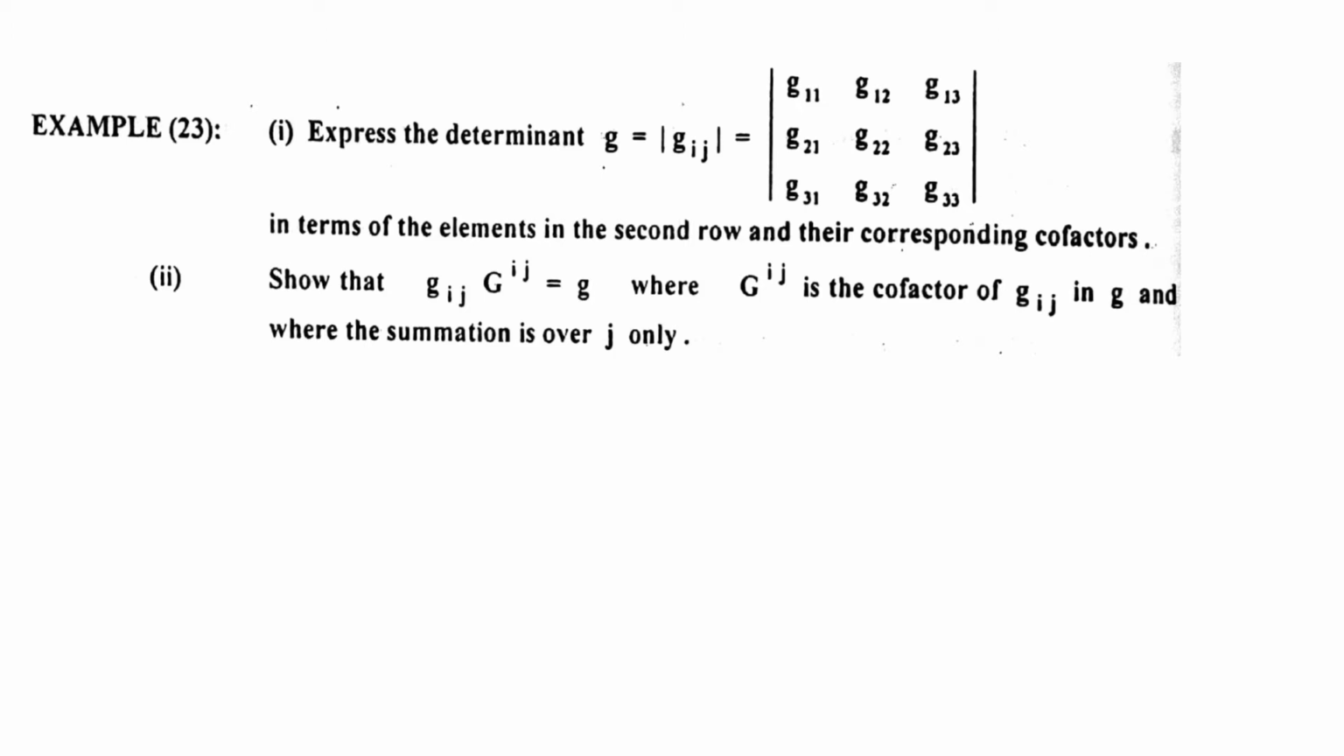For example, for the first question, as we have to find the determinant of this matrix with respect to second row elements, it is actually equal to g: we multiply g21 with the cofactor of g21, and for the second element g22, this term will be added, plus g22 multiplied by the cofactor of g22, which we name capital G22, and similarly add the third element g23 multiplied by the cofactor of g23.